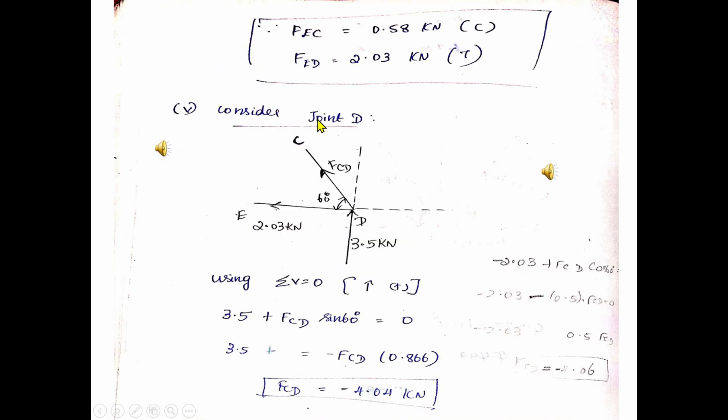Then considering joint D. So finally, we should write the results. If it is plus, it will be tension. If it is minus, remove the minus and write it as compression. So here it is tensile.